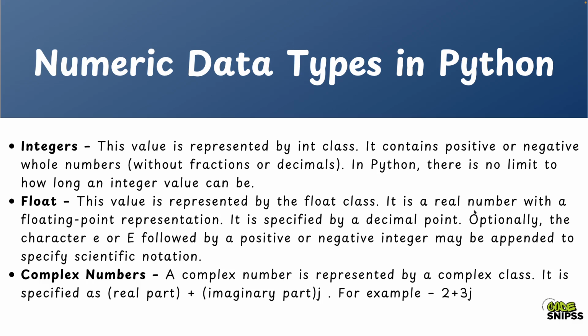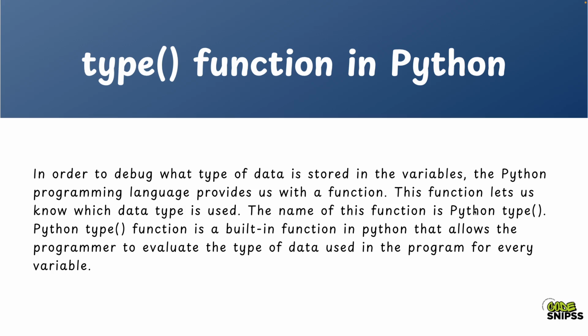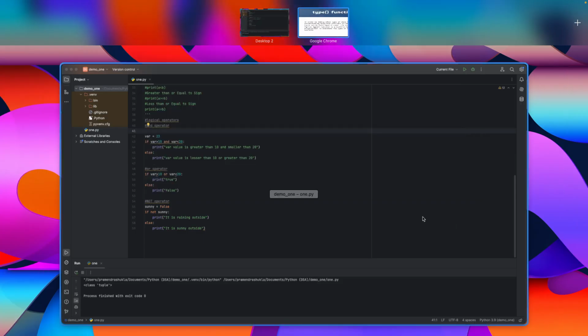Then I will move forward to float. In float, we generally store the values which have a decimal in them. And later on, we have complex number. In complex number, we have a real part and an imaginary part, for example, 2 plus 3j. Later on, we have a function here, which we call the type function in Python. This function we mainly use to see which type a variable is. I will just come to the coding part and show you how these things work.